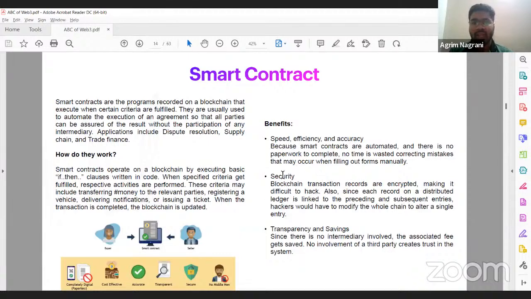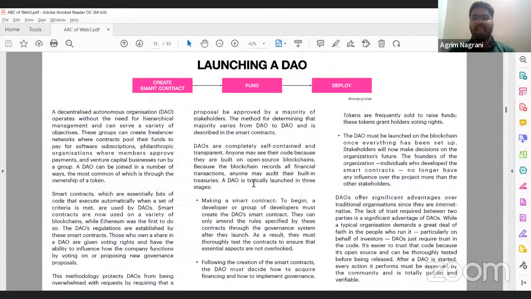Now, coming towards the key question: how can you launch your own DAO? For this, there are three steps involved in launching a DAO, starting with creation of a smart contract, then coming towards the funding. And once you have the funding, you can go for the deployment. A DAO operates without the need for any hierarchical management, and can serve a variety of objectives.